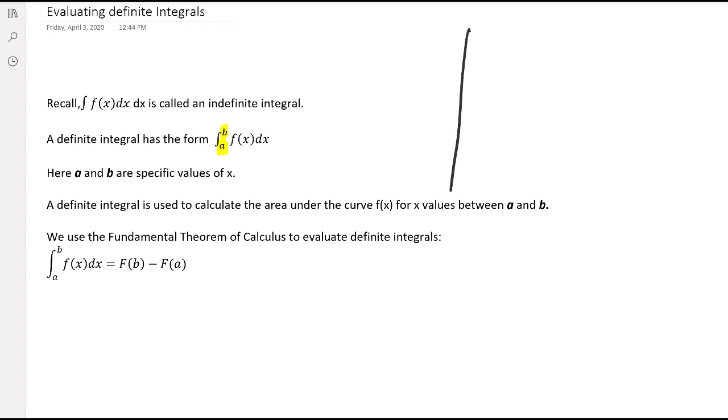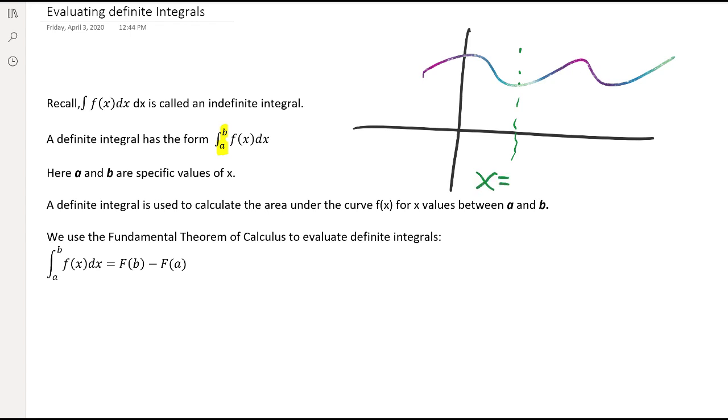Specifically, let's say we have some curve. Let's say right here is where x equals a, and right here is where x equals b. It turns out that the definite integral calculates all this area in between the curve and the horizontal axis there. So with the definite integral, you're going to have specific values of x.